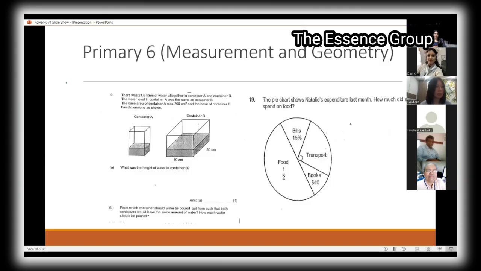This question is a section A question in primary 6. So consider it an easier question in primary 6.